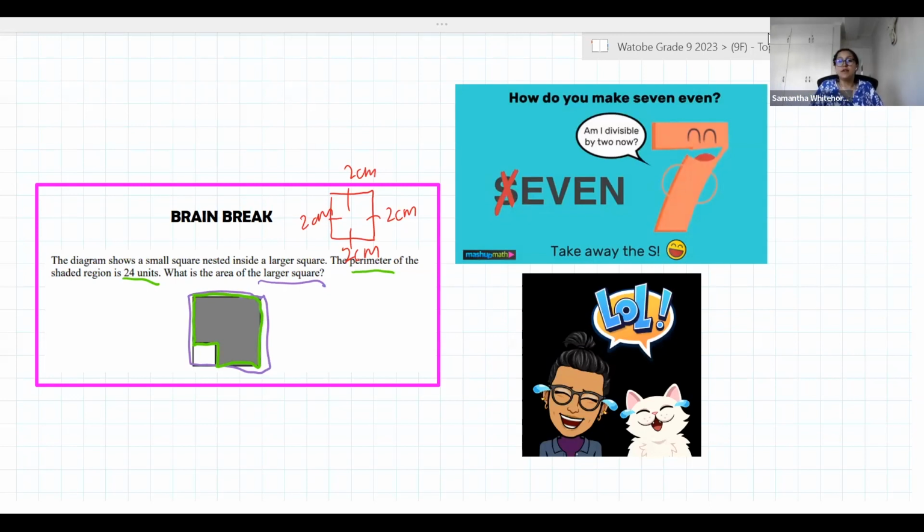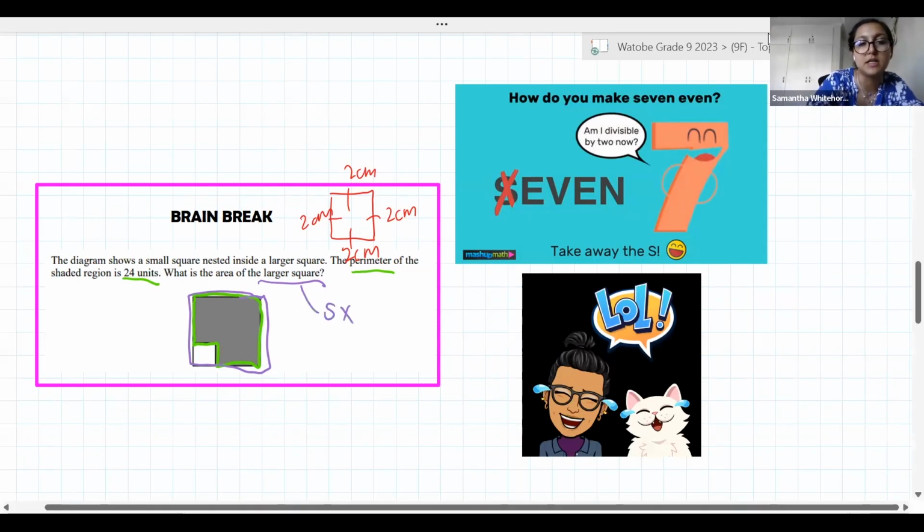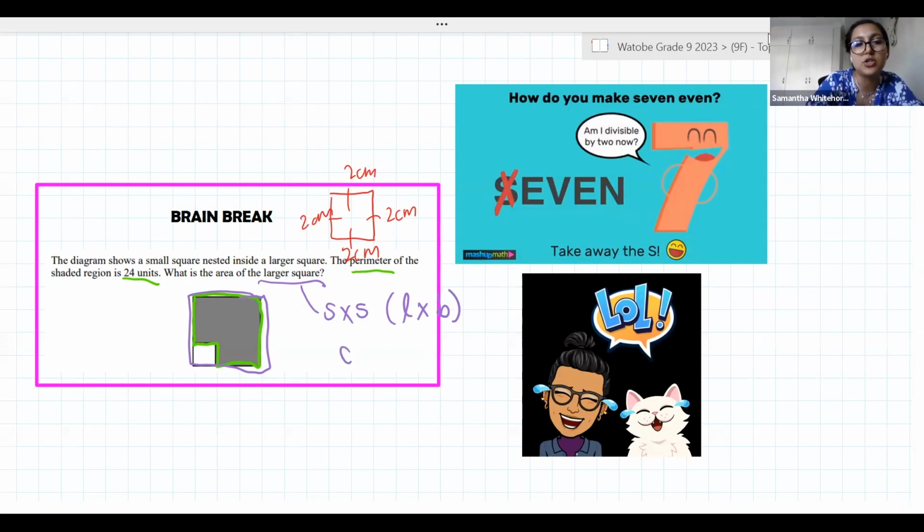Remember, guys, you want an area. The area of a square we find by saying the side times the side, or you can think of it as length times breadth. An area should then always be in units squared, so your answer should be centimeters squared. Okay, some people are on the right track. Just remember, we want an area.